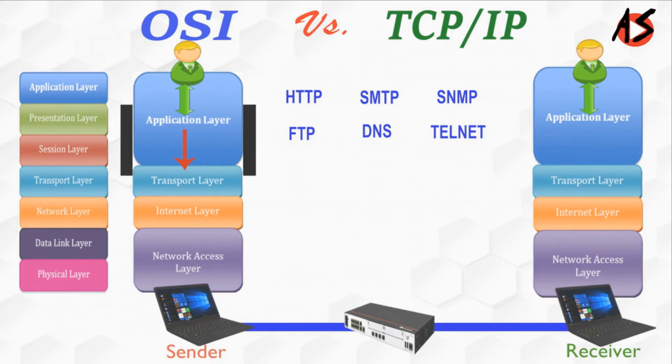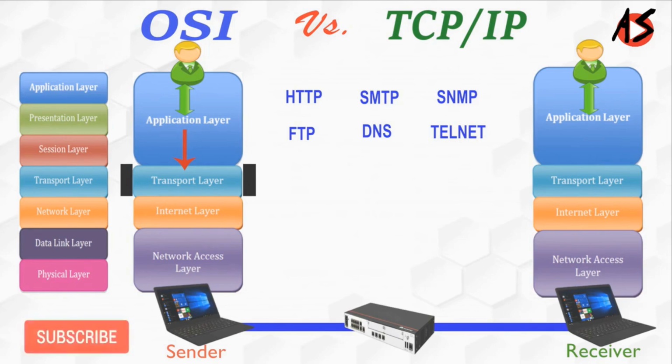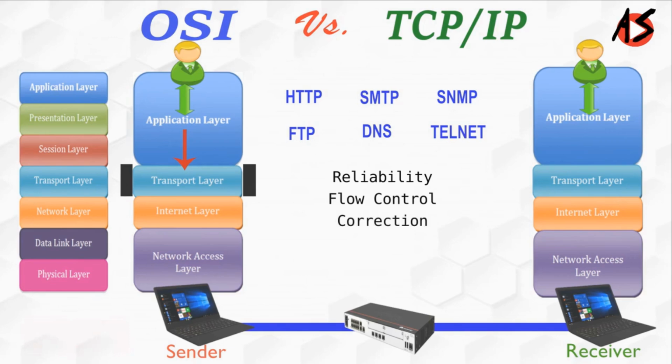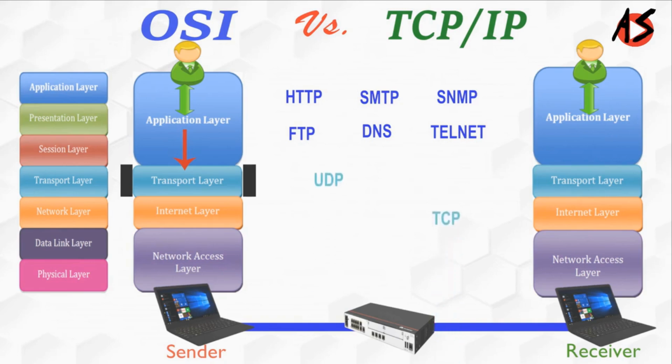The second layer in the TCP/IP model is the transport layer. The transport layer is responsible for the reliability, flow control, and correction of data which is being sent over the network. We are using 2 protocols in the transport layer: User Datagram Protocol, UDP, and Transmission Control Protocol, TCP. UDP provides connectionless service and end-to-end delivery of transmission. It is an unreliable protocol. UDP does not tell about lost packets.